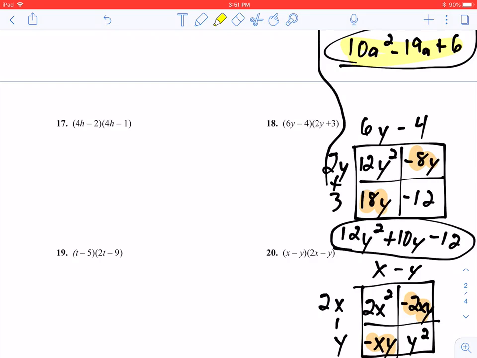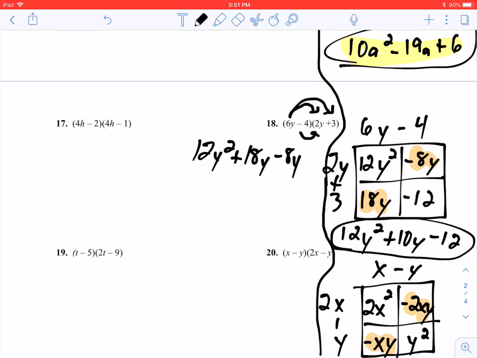Number 18. Same thing, FOIL first. 6y times 2y gives me 12y squared. 6y times 3 gives me 18y. Then we have negative 4 times 2y, so the inner terms, which is negative 8y. And then we have negative 4 times positive 3, which is negative 12.